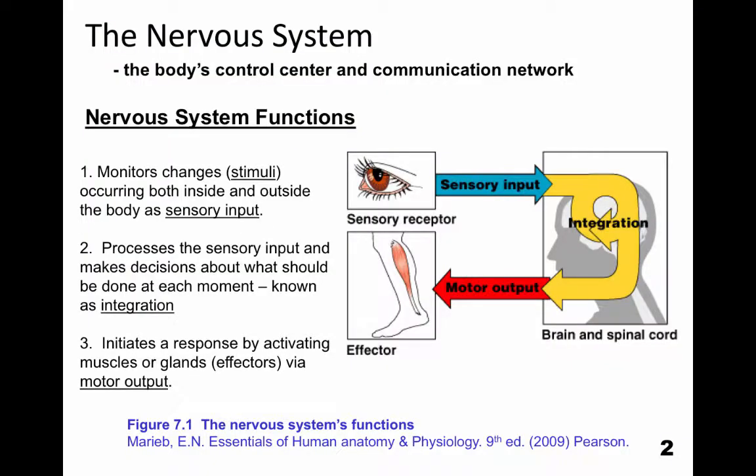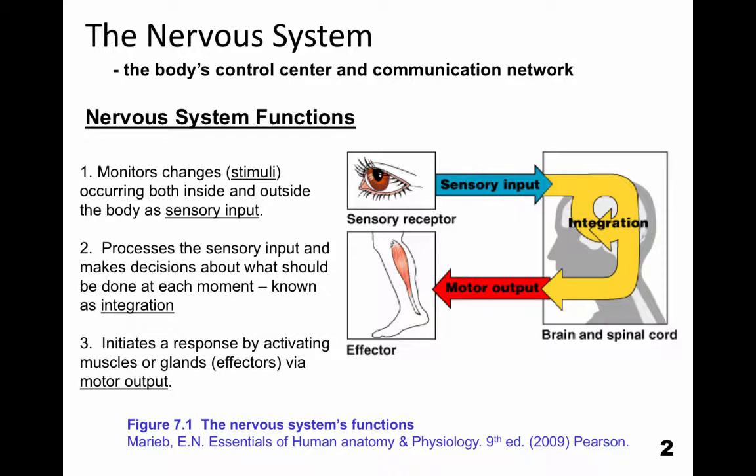So today we are going to discuss special senses. And for us to discuss special senses, we need to figure out where special senses come into play in our body. And so for us to talk about it, we need to start a little bit with the nervous system. The nervous system is the body's control center and communication network.